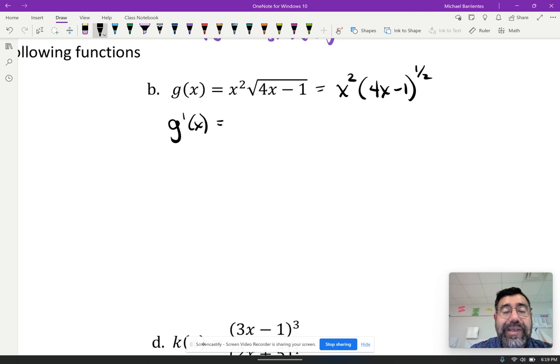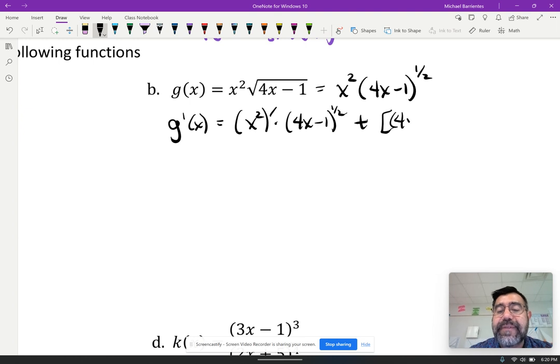Derivative of this function is the derivative of the first function times the second function, exactly the way you see it, plus the derivative of the second function times the first function as you see it. This is the layout. I call it the blueprint. Here's the blueprint of the product rule.